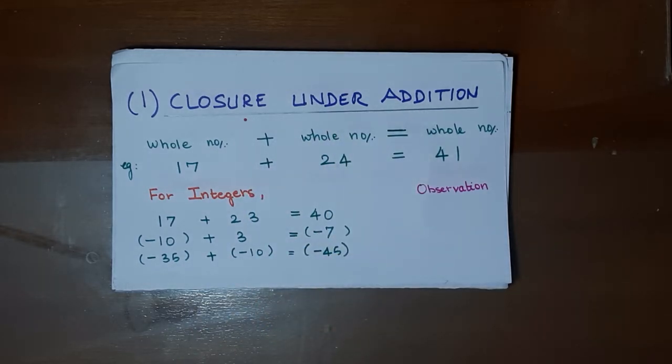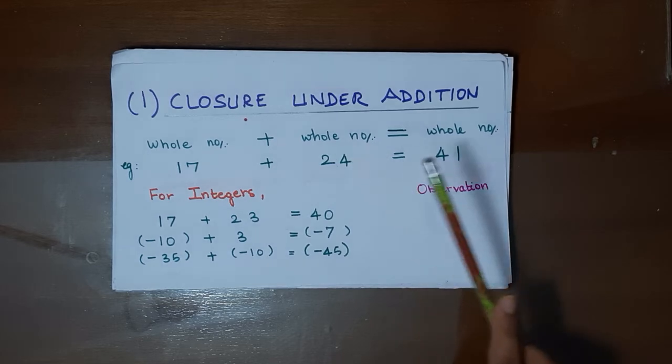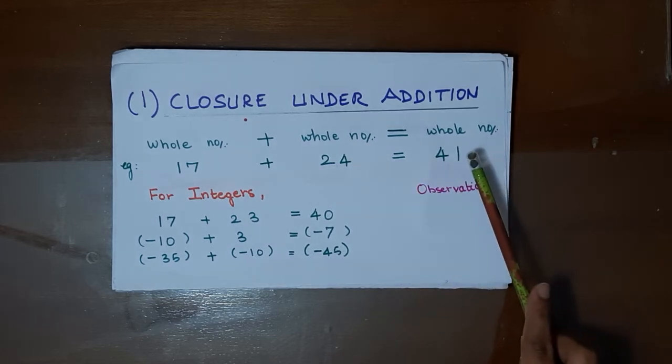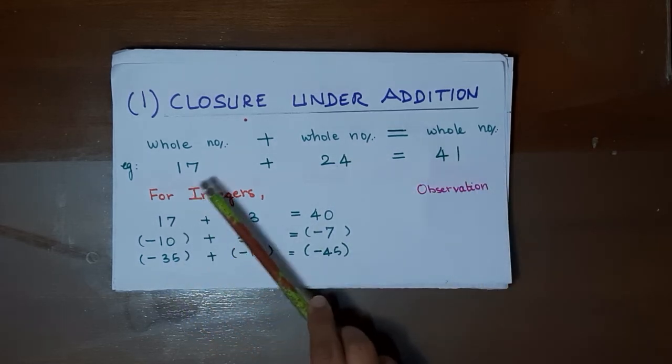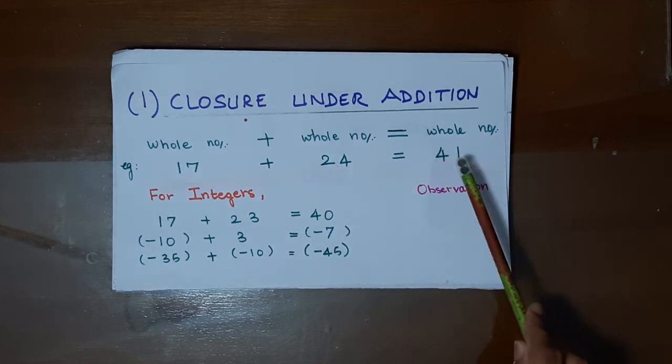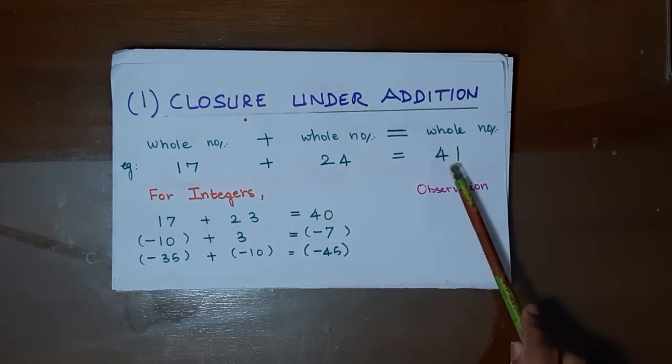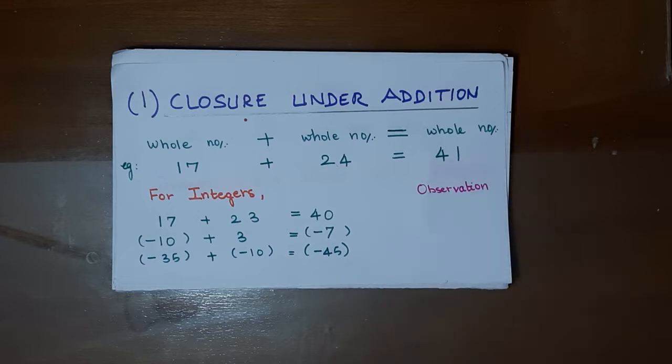We know that sum of two whole numbers results in a whole number. That is 17 plus 24 equal to 41. 41 is a whole number. Therefore, this is the closure property for addition of whole numbers. Let us see the same for integers.